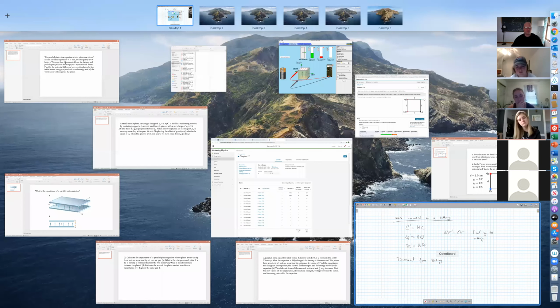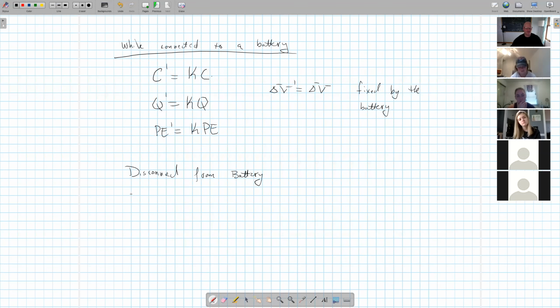So let's write all that down. While it's disconnected from the battery, again, the new capacitance increases, so it still increases by the amount of the dielectric constant. The charge stays the same. We'll talk about why that happens in a second. The potential energy now decreases by an amount of the dielectric constant.